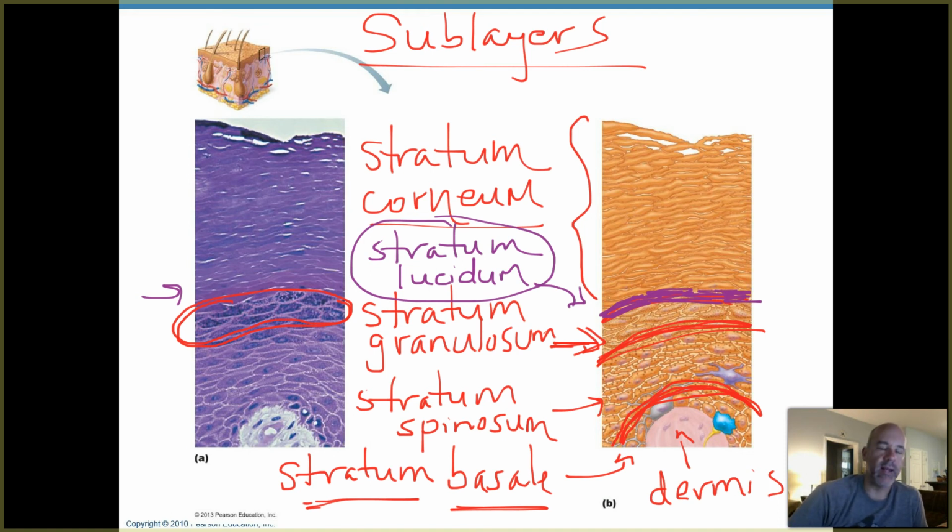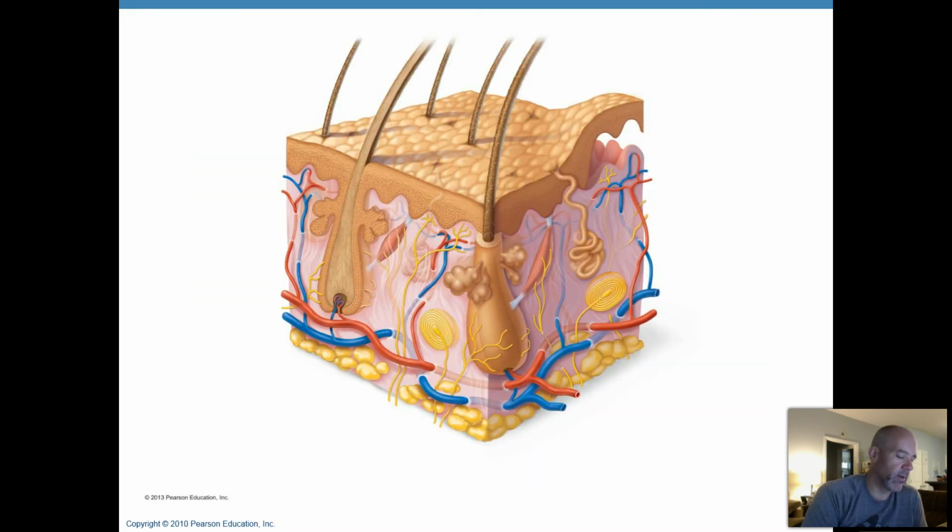But you only see that in thick areas of the skin, and by thick I mean in your plantar and palmar regions, the palms and soles of the foot. That's where you would find that particular sublayer. Functions of those sublayers, again, will be covered on the physiology side.